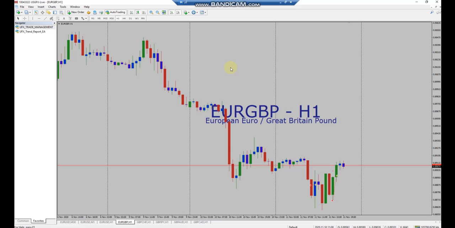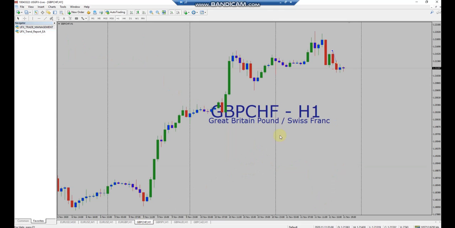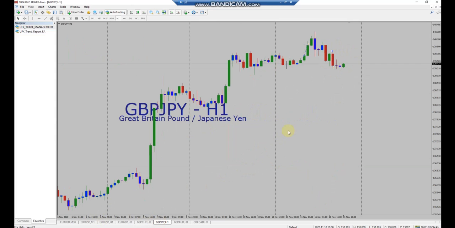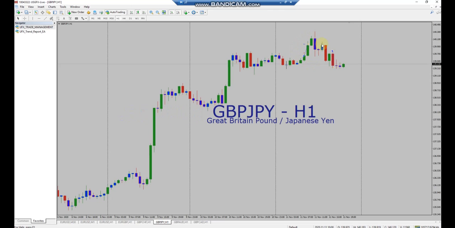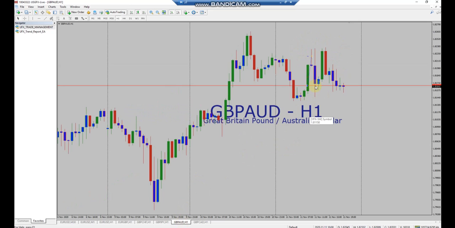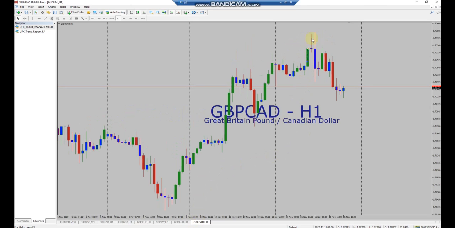Okay, so let's go over the pairs that I put the UFX Trend Report EA on last night. So the Euro Pound is the first on the list here, and you can see we had one break-even trade, and then we had one losing trade here on the Euro Pound. Then over on the Pound Swiss, we had one losing trade here. And then here on the Pound Yen, we had one winning trade and one losing trade. Pound Aussie, we had a winning trade here. And then on the Pound CAD, we had a winning trade as well.